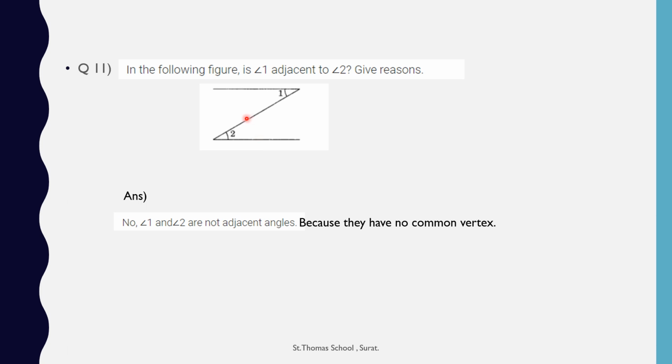First one is they have a common vertex. First one, angle 1. What is the vertex here? This one will be the vertex. And angle 2, this will be the vertex. And is it common? No. So the first condition itself is wrong. So we can say that no, angle 1 and angle 2 are not adjacent angles because they have no common vertex. Clear? So you have to study all the definitions. Then only you can solve the sums.